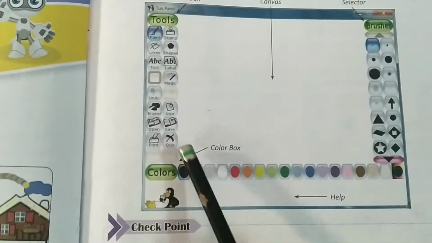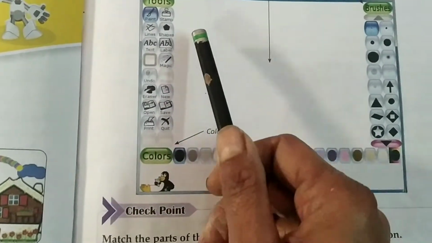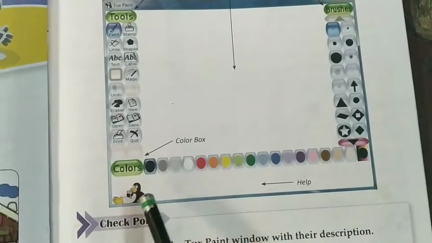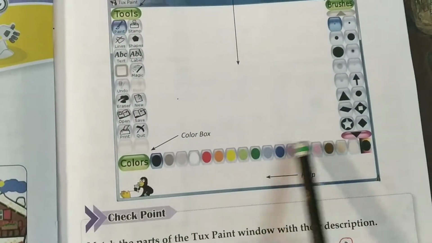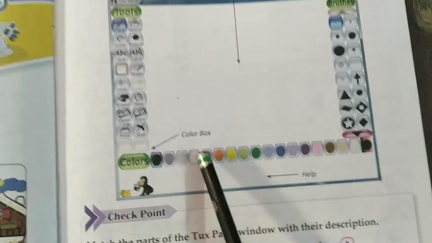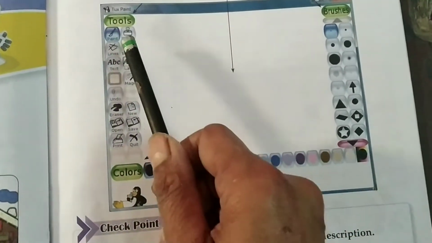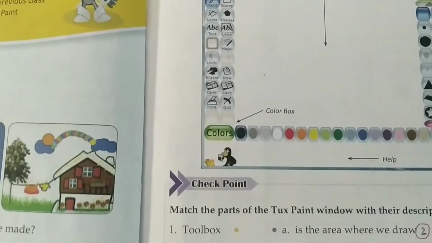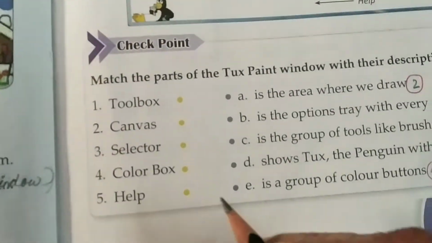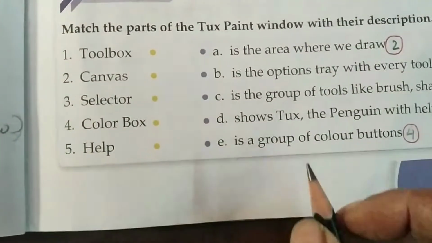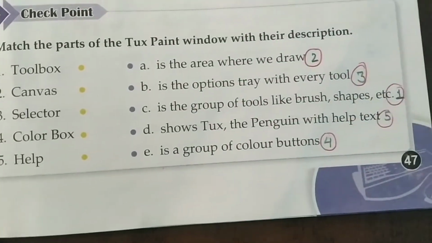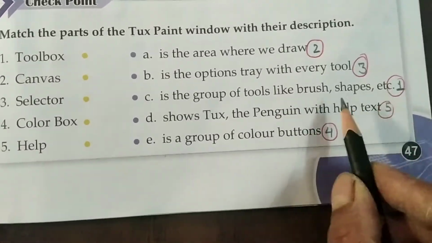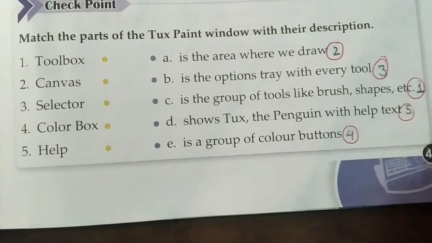There is a canvas. Okay, this is the Tux window, this is the canvas, you know very well. These many color buttons are called the color box. These are the tools, this is the selector. So you have to match the toolbox. What is a toolbox? The toolbox is the group of tools like brush, shapes, etc. Okay, so you have to write number 1 here.